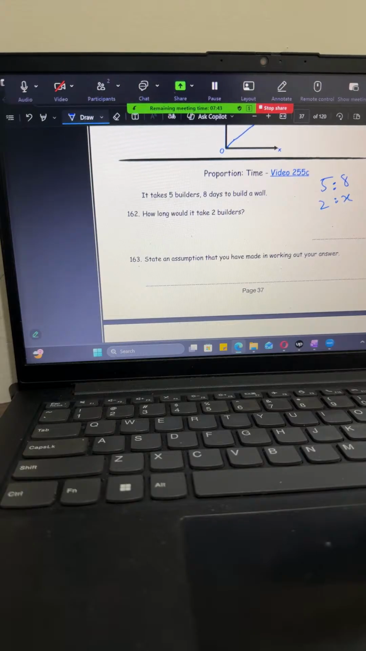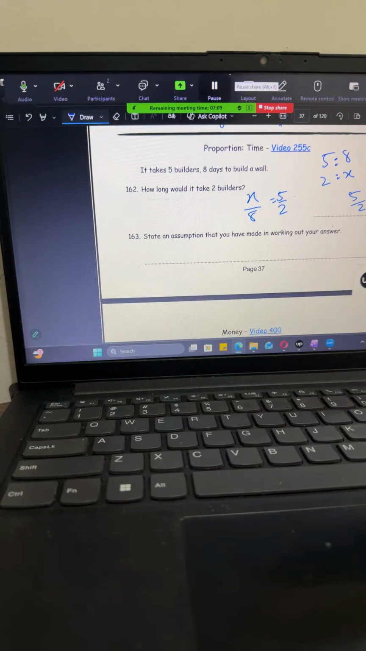And then we do 5 over 2 times by 8, I think. X over 8 is equals to 5 over 2, right? So multiply by 8. So 5 over 2 multiply by 8, which is I think equals to 20, right? Yeah, 20. So it will take 20 days to build the wall. Okay, state an assumption that you have made in working out your question.